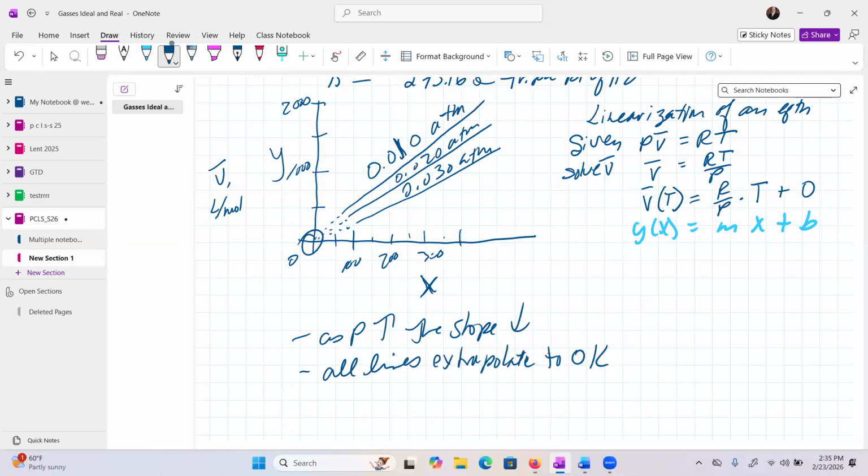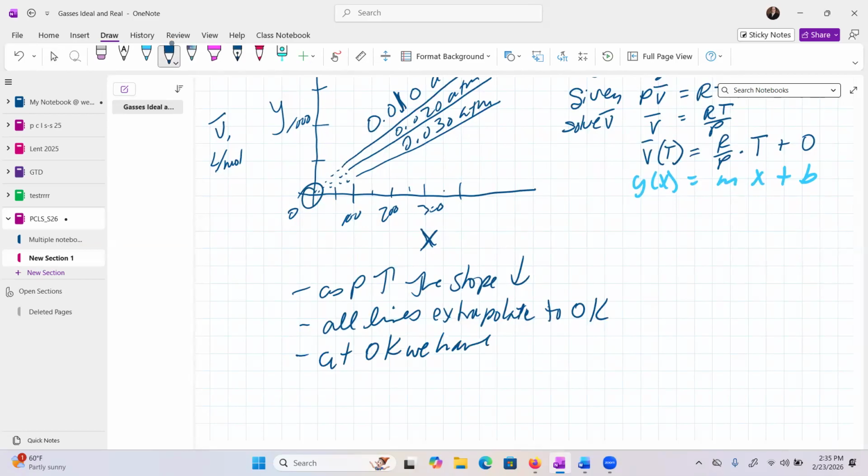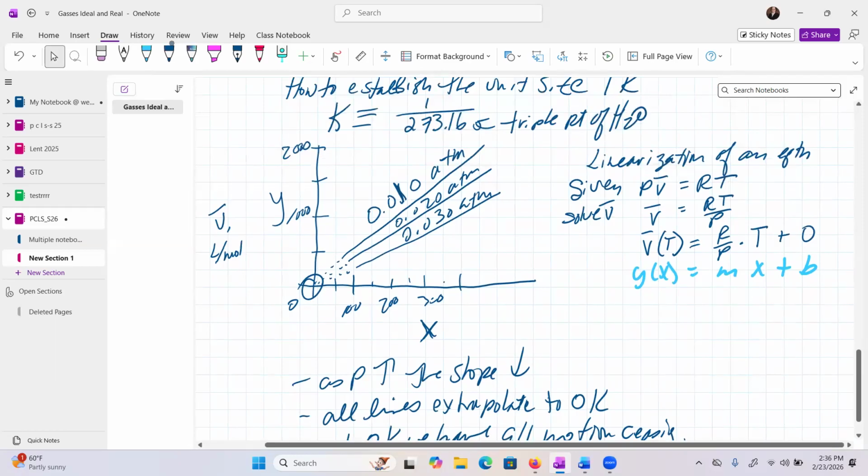And finally, at 0 Kelvin, all the motion ceases, and we have no volume for the point masses. For example, you could keep 0 volume. And this makes sense because we have our V bar, and that would also be true of our molar volume as well. So this graph is how we can figure this out and how we can calibrate that situation.